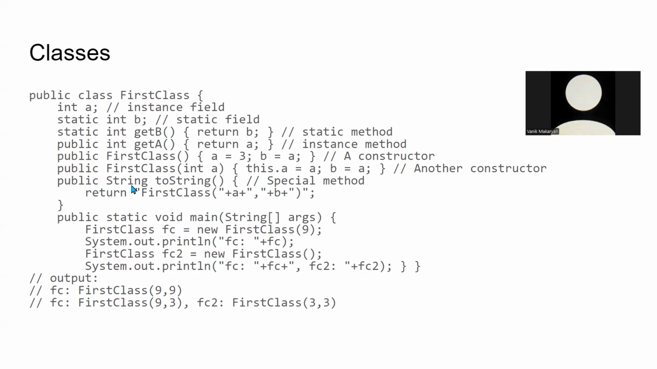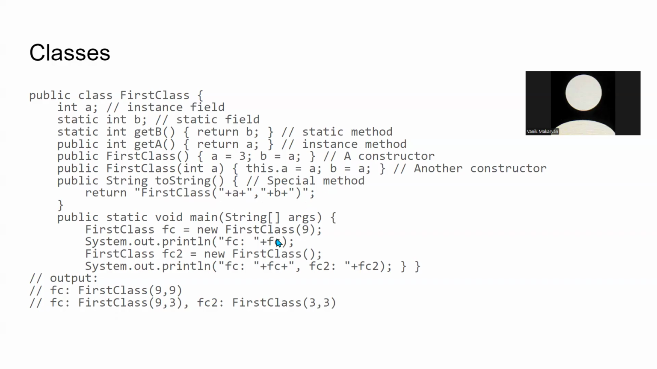So this is a special method here, public String toString. What that's going to do is create and return a string object. Whenever you call println on your object, Java is implicitly going to call the toString method to convert your object to a string and then display it for you. In this case, I'm going to say FirstClass is a string, and I'm going to add A, then a comma, then B, and then close parentheses. All statements in Java end with a semicolon, of course.